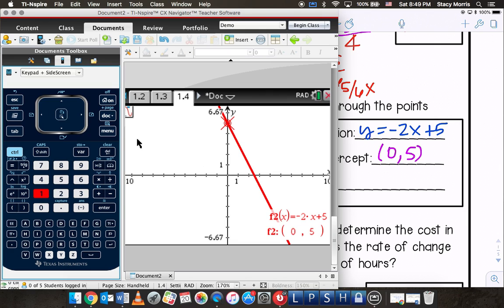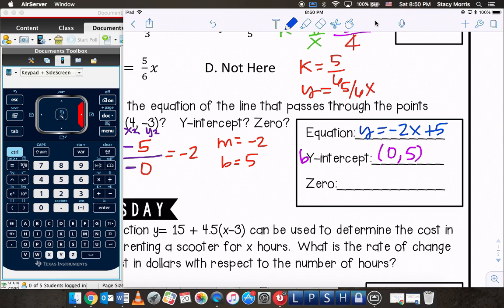So there's our y-intercept. Remember, if I scroll off of it and come back, that yellow box pops up. So let me do it one more time. There it is. So we said our y-intercept was (0, 5). That's correct. So I'm going to scroll towards my x-intercept or my zero. There it is, 2.5, comma 0. So (2.5, 0) is the zero. Or again, the x-intercept, (2.5, 0).